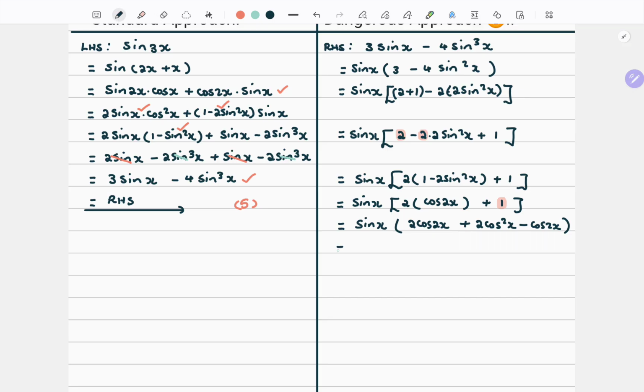Now, folks, we have sine x into, now you can see these are like terms. So 2 minus 1 is basically just cos 2x plus 2 cos squared x.